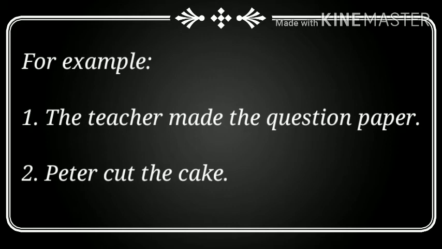Suppose the teacher made the question paper. Now here children, what is the subject? Who is the doer? The teacher. The teacher is the doer here, or you can call subject. Okay. Now, what is the object here? Here the object is the question paper. Okay, so the action expressed by the doer passes to the receiver. Who is the receiver? Here the receiver is the question paper. So made is the verb and this is transitive verb.